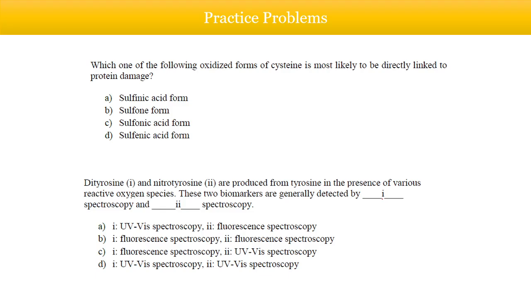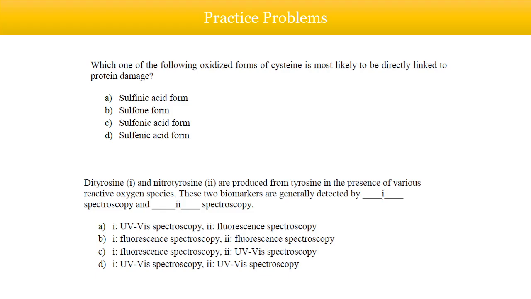So the sulfenic, or option D, is the most likely one to be directly linked to protein damage. Because it is a highly reactive intermediate during the oxidation of the thiol group, that's the cysteine residues, and it plays a key role in redox signaling and oxidative stress. That is why the sulfonic acid form is the problematic one. Okay.